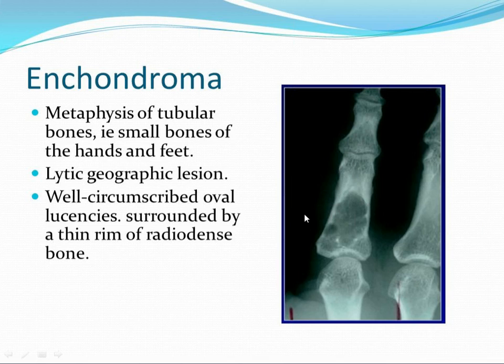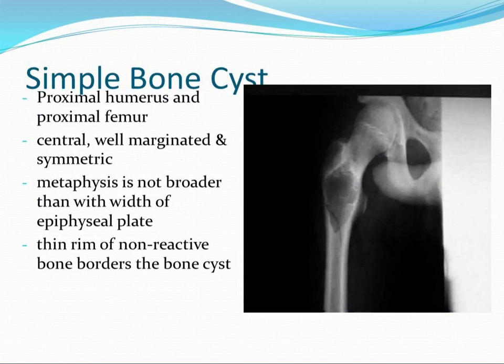And it's a well-circumscribed oval lucency which is surrounded by a thin rim of radiodense bone. This well-defined circumference is surrounded by sclerotic bone, a rim of sclerotic bone. This one. This is this part. Okay. Now this is the simple bone cyst.